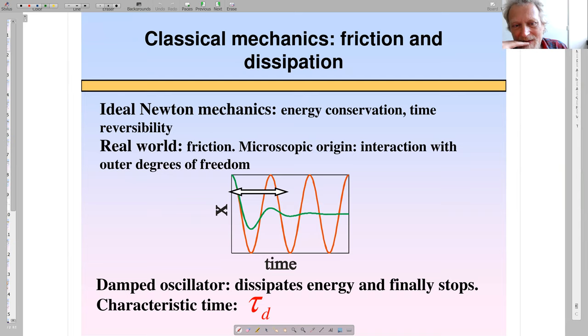All right. So here's a picture which illustrates the difference between the ideal Newtonian oscillator, which is the red line. You give some burst to the oscillator and it begins to oscillate, and the amplitude of oscillations just stays the same, owing to energy conservation. What you see in the green line is that oscillations are dead. So the oscillator loses energy and finally stops because of the friction.